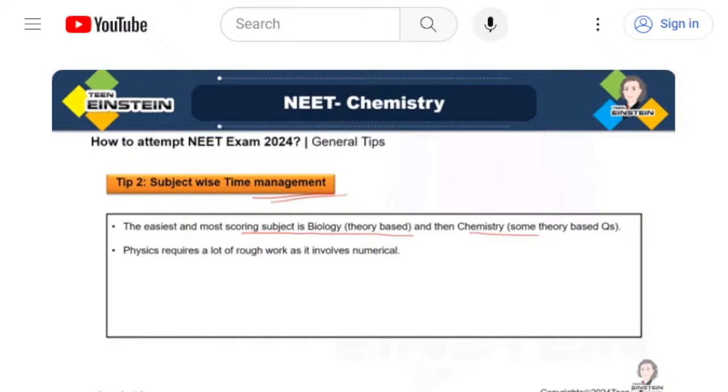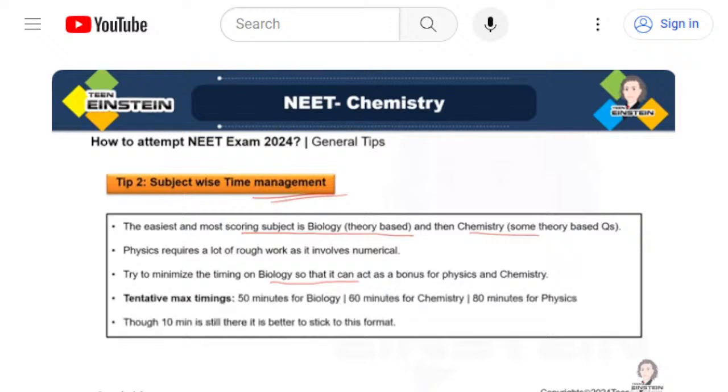If we consider these facts, then what can we do? Try to minimize the timing on biology, because there are no numericals. We will see more or less what time we can select in minutes. The time that you have saved can act as a bonus for the other two subjects, physics and chemistry. That is why I am saying try to minimize the timing on biology. Now if we actually talk about the tentative maximum timing, we have 3 hours 20 minutes, so 200 minutes. So 50 minutes for biology, 60 minutes for chemistry, 80 minutes for physics.